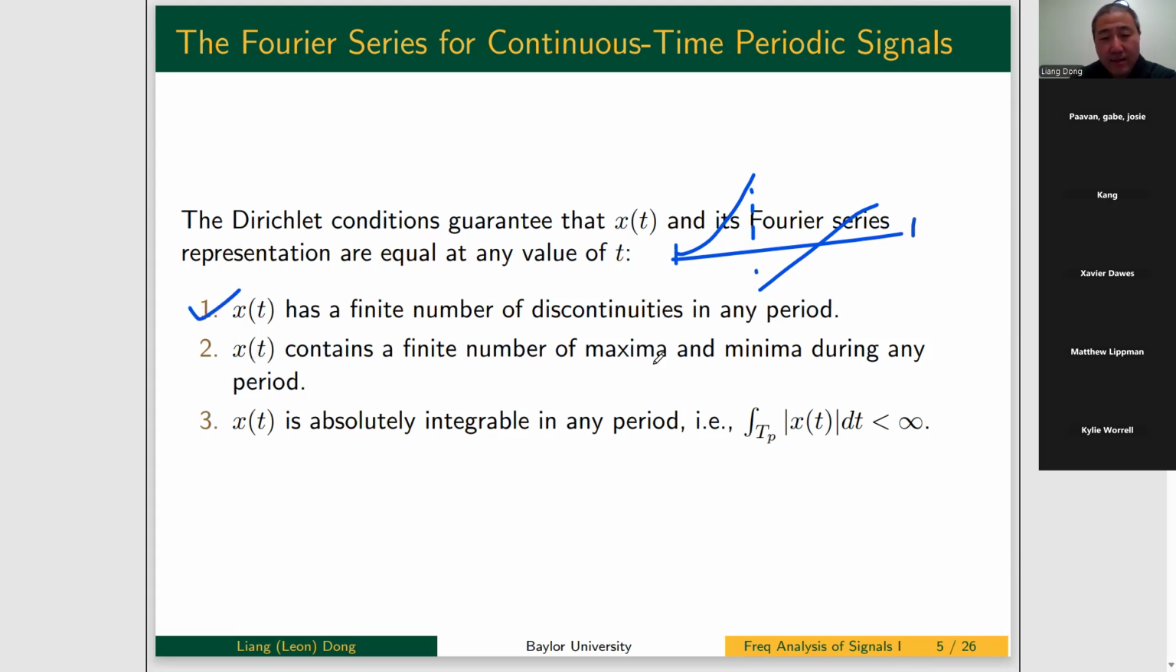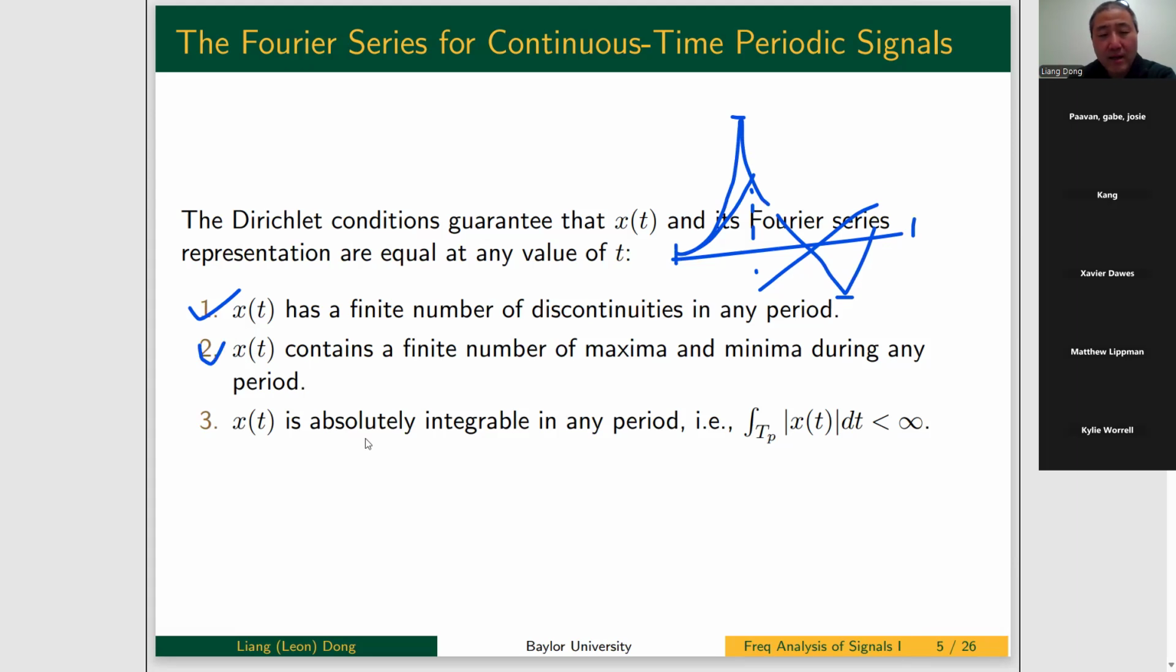x(t) contains a finite number of maxima and minima during any period. Of course, for a practical system, you have a maximum, you have a minimum, and at these points you have a finite number of them because you're within one period. Again, for a practical system, this is satisfied.